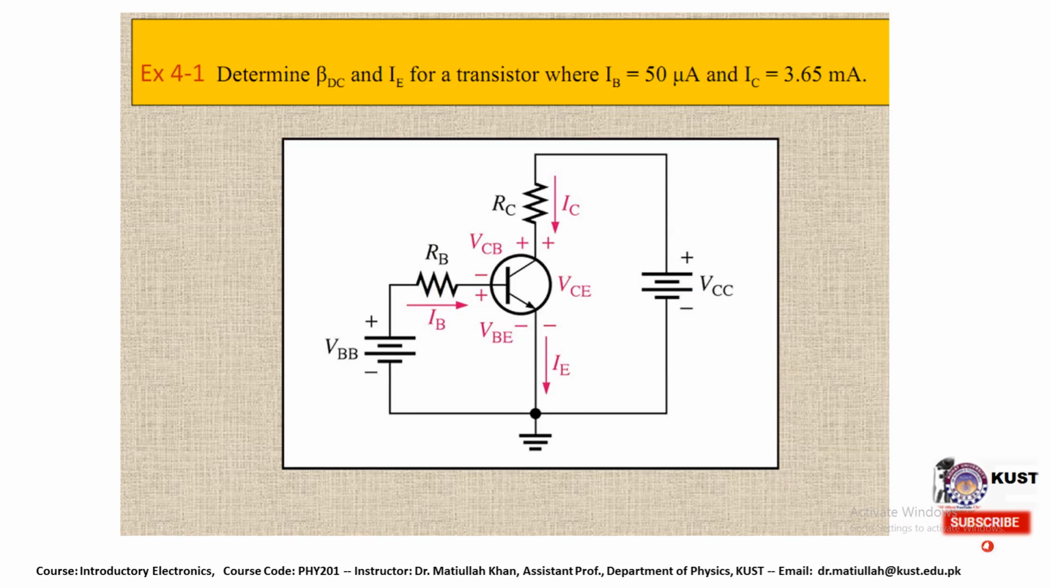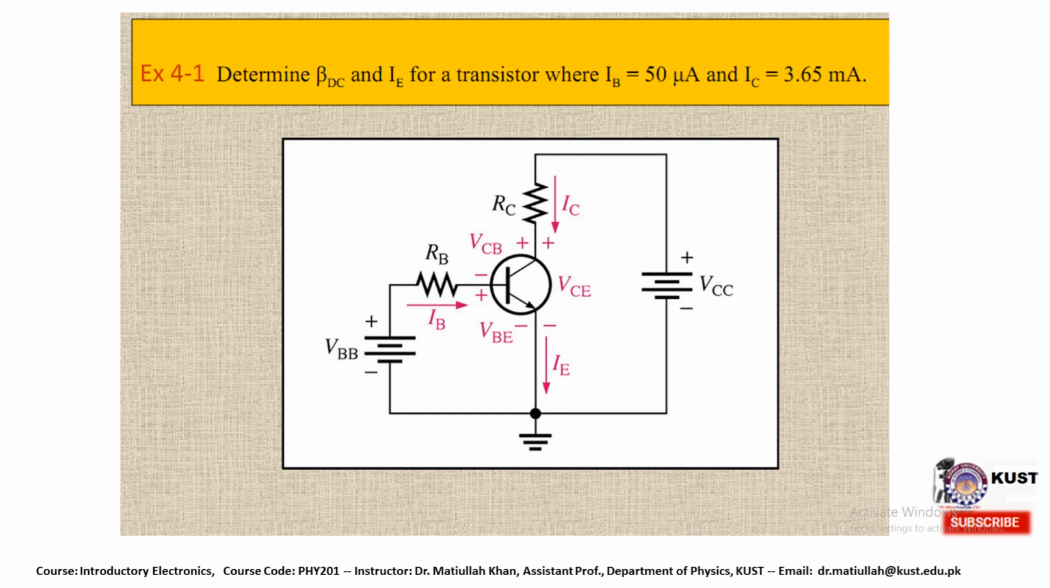Based on this discussion, we would like to solve an example for the basic understanding of the student, showing how they can calculate the magnitudes of the various currents: the base current, the collector current, and the emitter current. We have a simple example of using the transistor in a circuit, with sources VBB and VCC. We need to know the beta DC and the emitter current. The base current is very low, around 50 microampere, and the collector current is 3.65 milliampere.